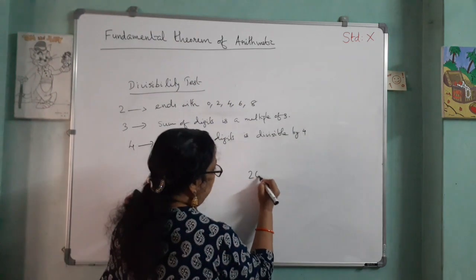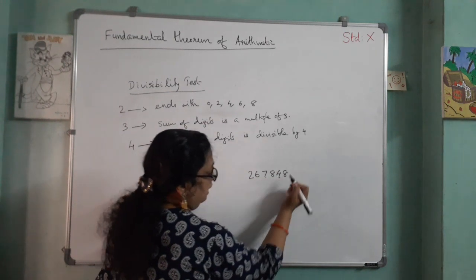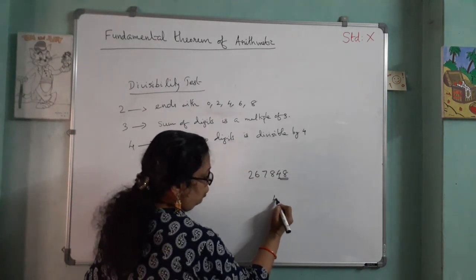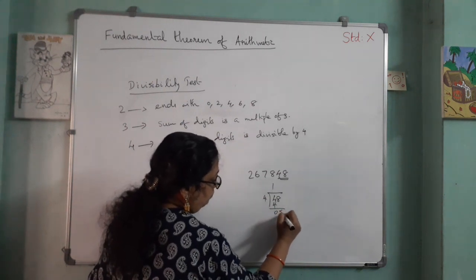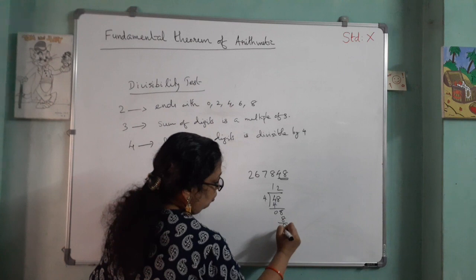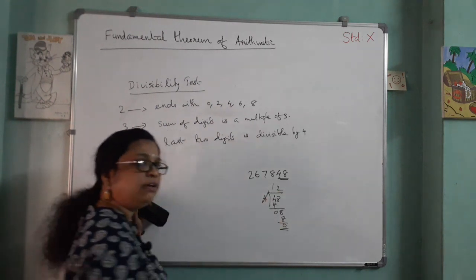Let us take an example. 2, 6, 7, 8, 4, 8. The last 2 digits are 48. 48 divided by 4, we get 12, remainder 0. So, 4 is a factor.